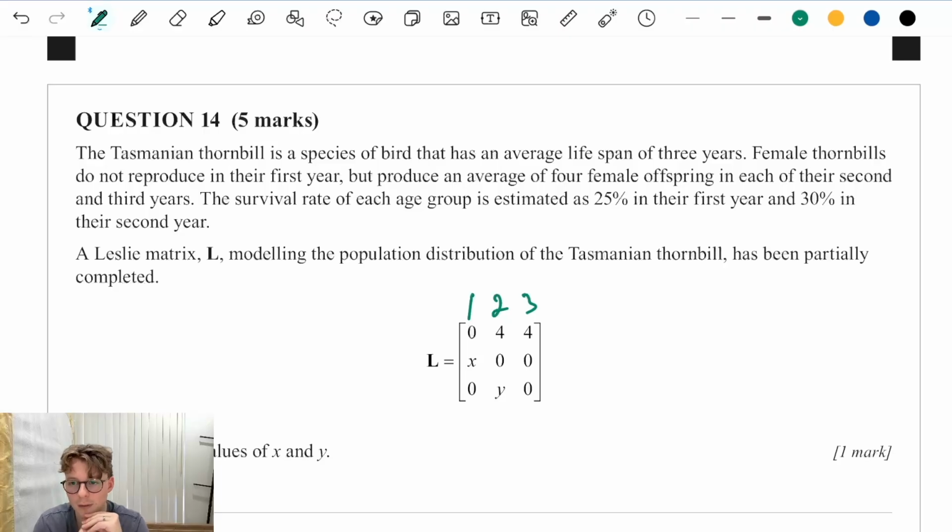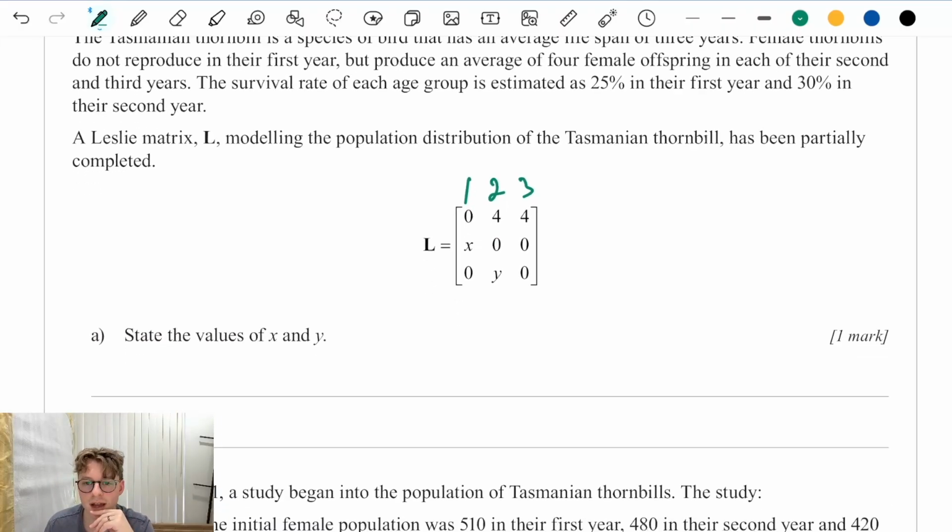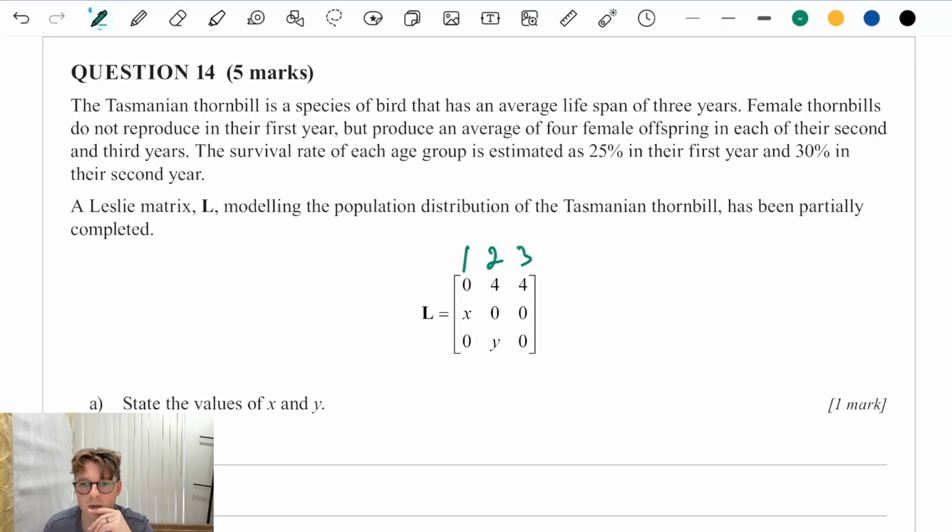So I got my Leslie matrix L here, and I've got two values. State the values of X and Y. Okay, I need to read a little bit more. The survival rate of each group is estimated as 25% in their first year and 30% in their second year. So really all we've got is a question that just assesses, do we understand how a Leslie matrix works, right? It's birth rates on top and it's survival rates going down this diagonal here.